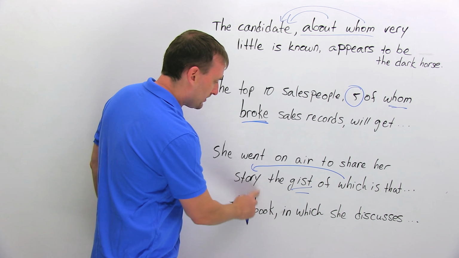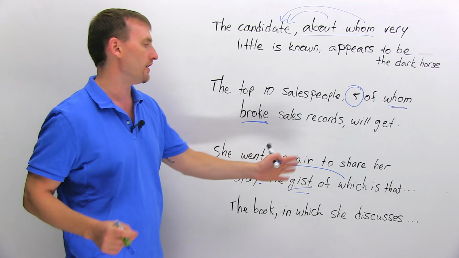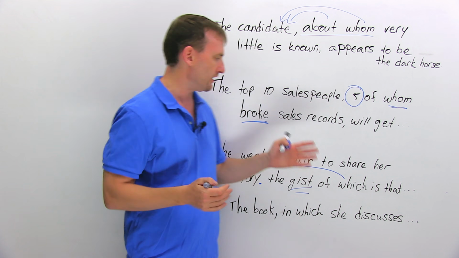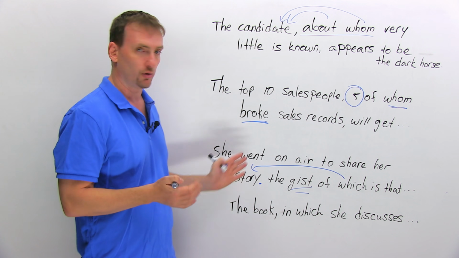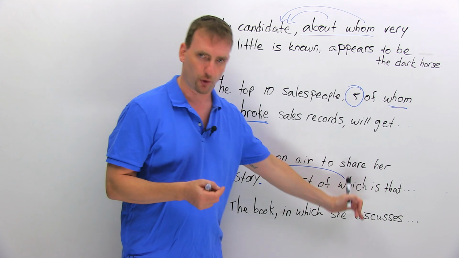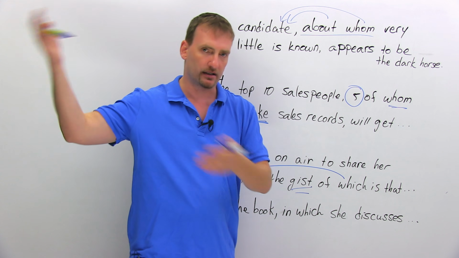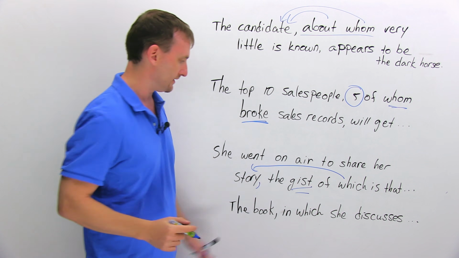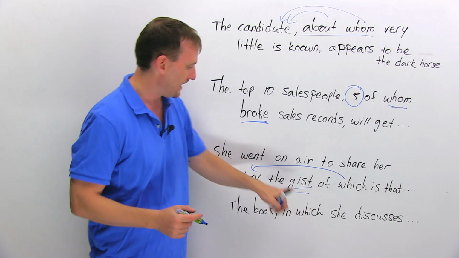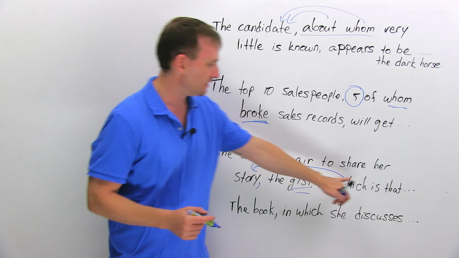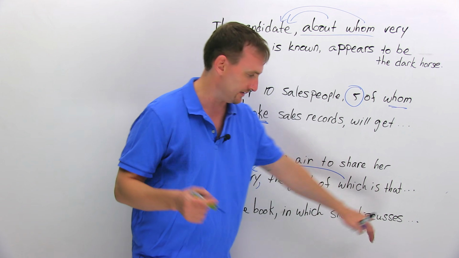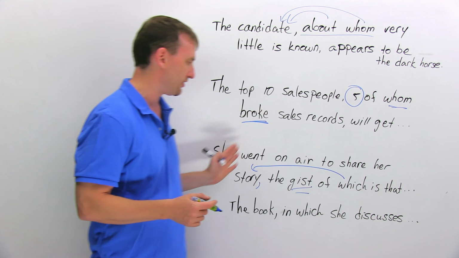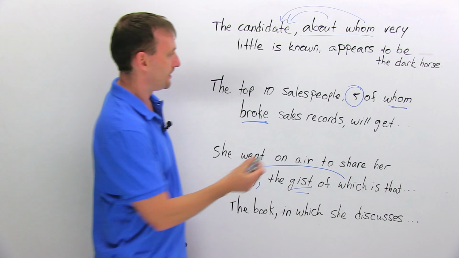Now, all I need to do is put a period here. She went on air, like radio, TV, whatever. She went on air to share her story. The gist of the story is that she was saved, okay? And then I can just put it like that. The gist of which. Here's your subject, gist is. The gist is. Gist of what? Of the story.